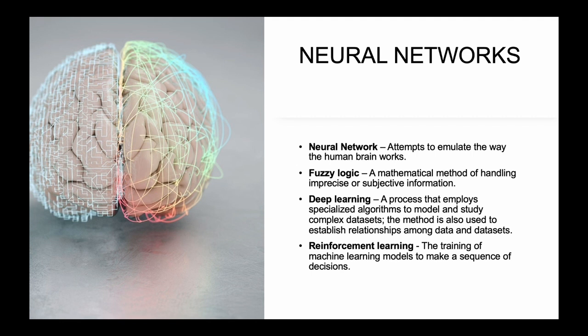You also have deep learning or reinforcement learning. Deep learning is a process that employs specialized algorithms to model and study complex data sets. This method is also used to establish relationships among data and data sets. Reinforcement learning, on the other hand, is the training of machine learning models to make a sequence of decisions.